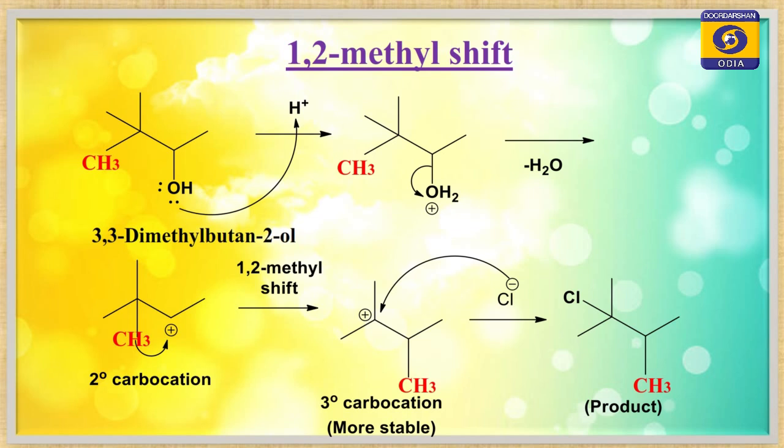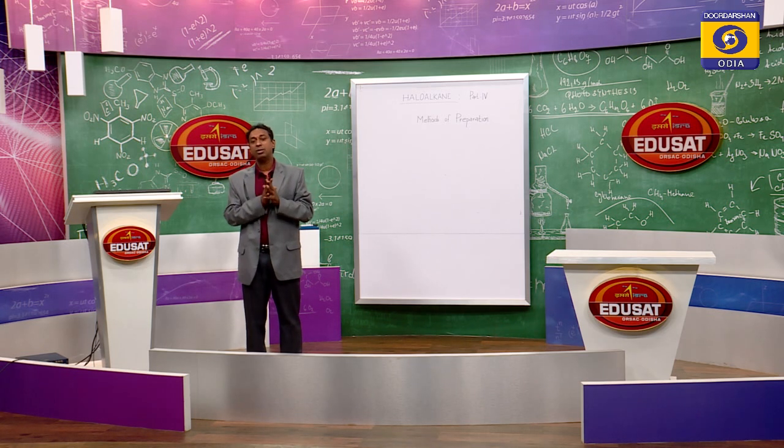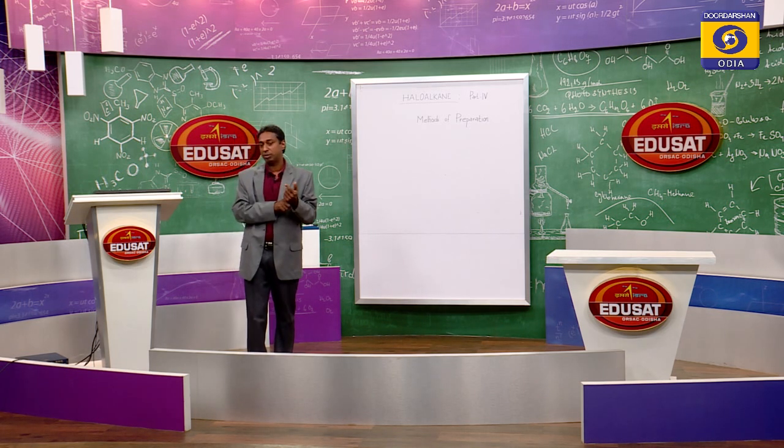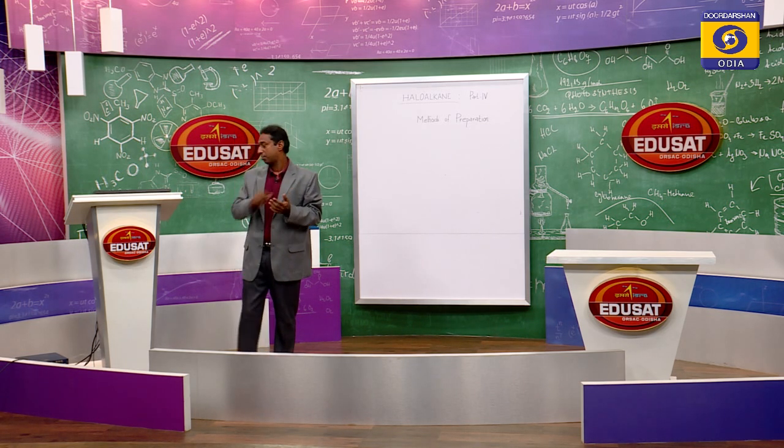Why is this? Because that carbon is more stable, meaning after shifting of the methyl group, the carbon becomes tertiary. The tertiary carbon is more stable, hence it is called a 1,2 methyl shift, because the methyl group shifted from 1 to 2 position. It is forming a more stable carbocation, and a more stable carbocation will give you the product.